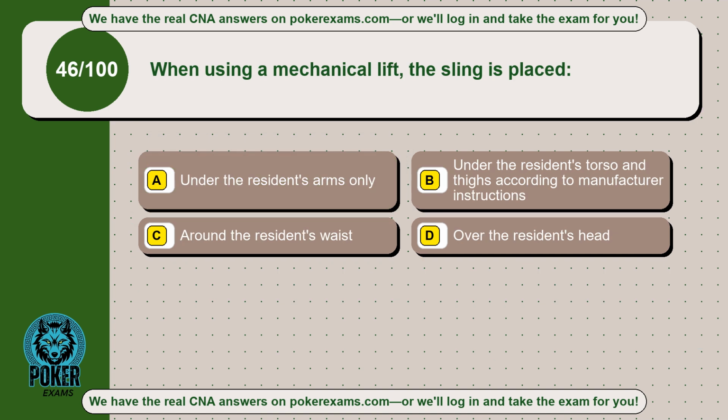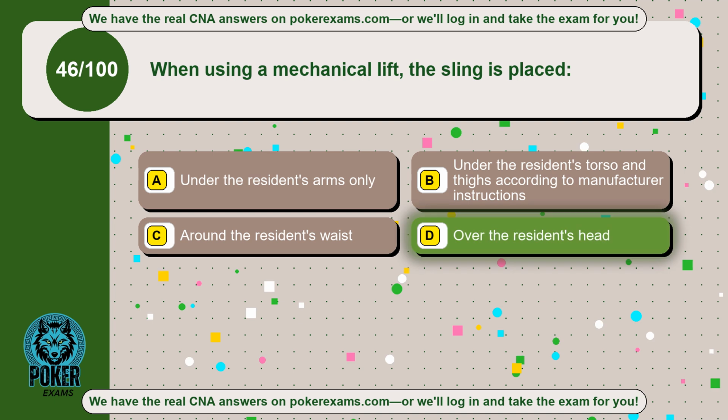Question 46. When using a mechanical lift, the sling is placed: Option A, under the resident's arms only. Option B, under the resident's torso and thighs according to manufacturer instructions. Option C, around the resident's waist. Option D, over the resident's head.